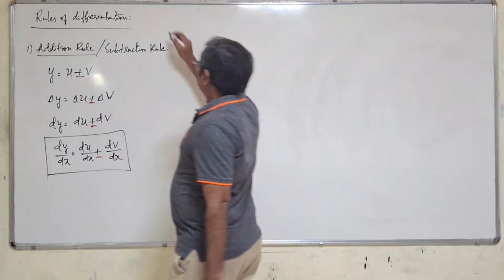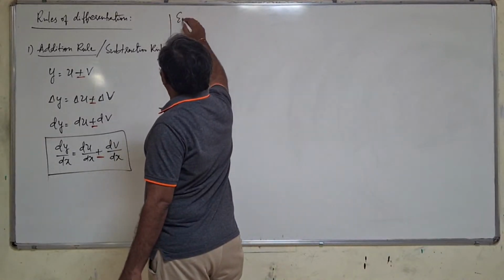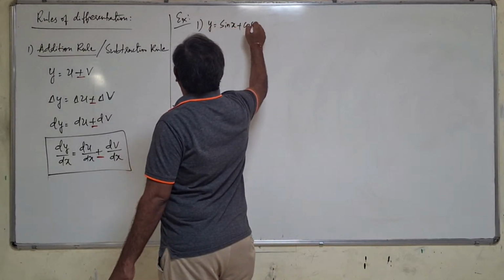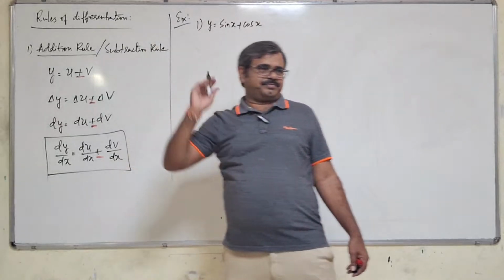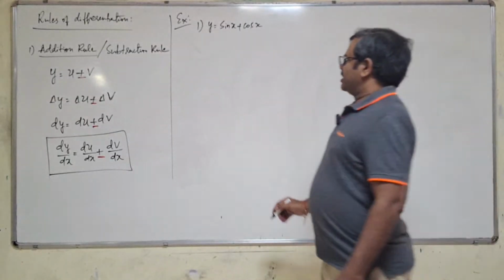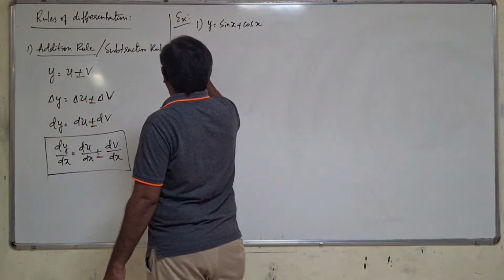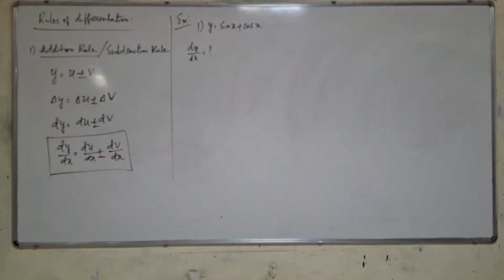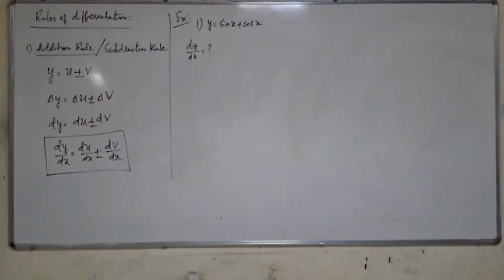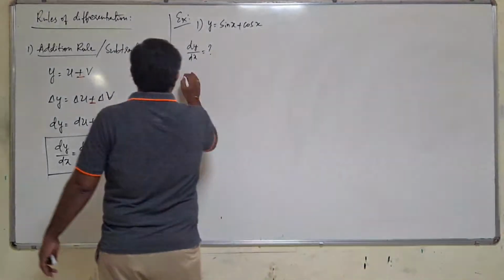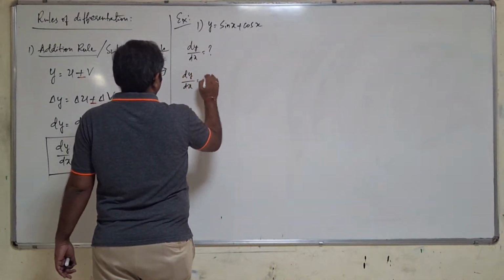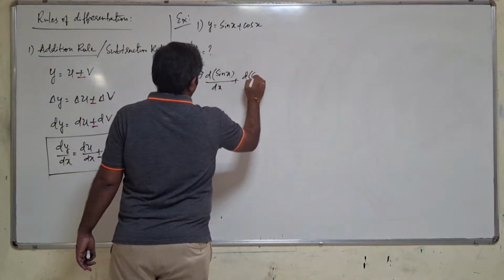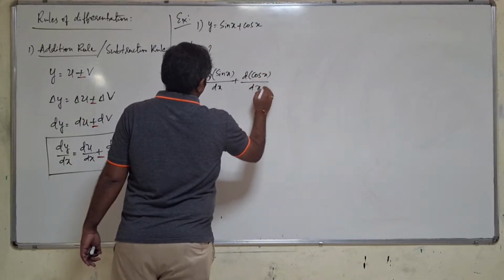Let's look at an example. Y is equal to sin x plus cos x. Find dy by dx. Very simple. How do we do this? Dy by dx is d sin x by dx plus d cos x by dx. You understand this?